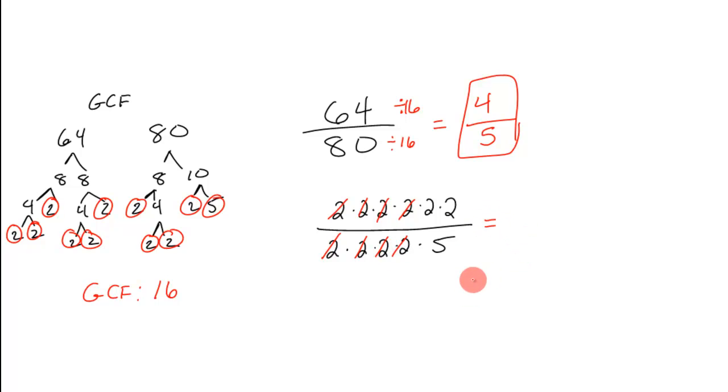So this way is pretty easy. Don't have to remember the GCF method. Same answer. 2 times 2 is 4/5. So either way will work. Hope that helps you.